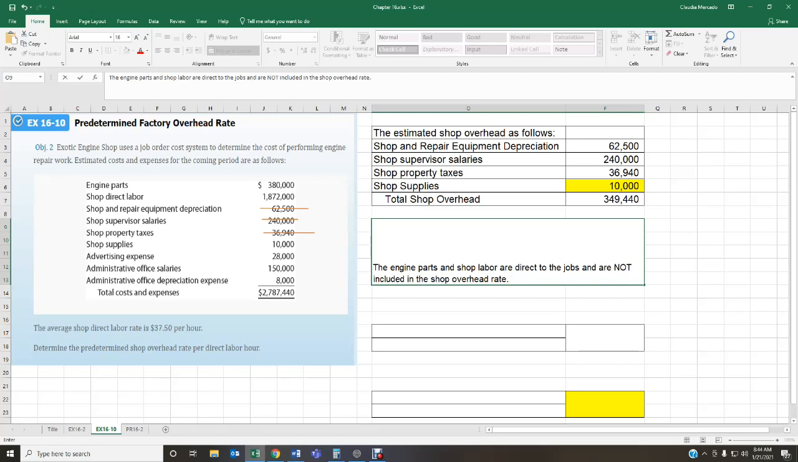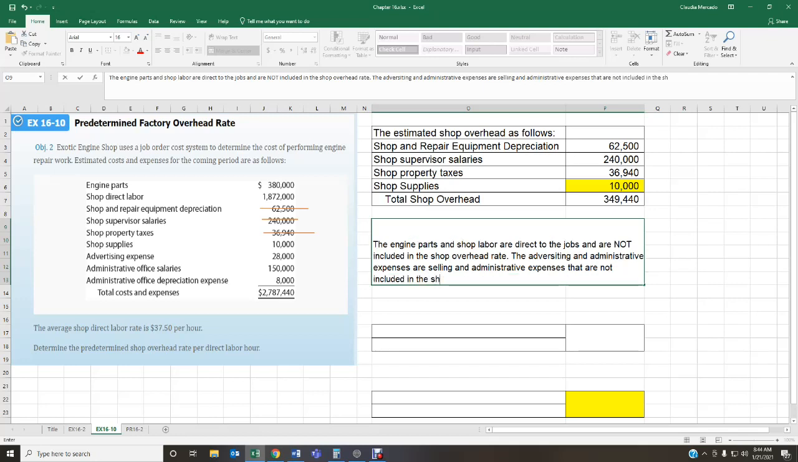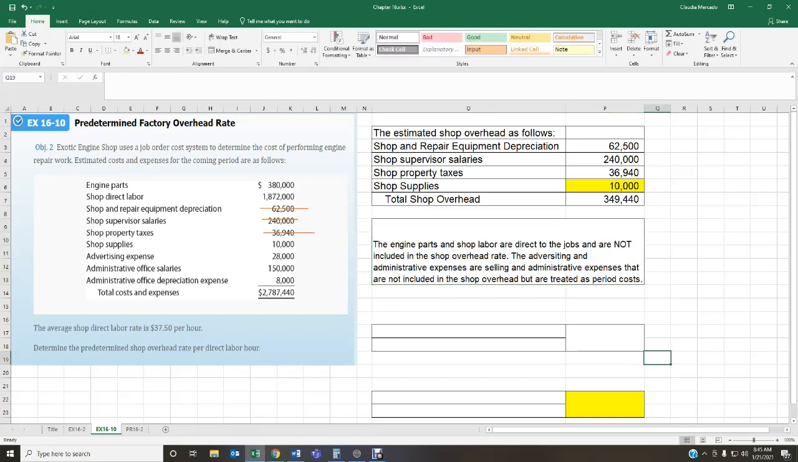The advertising and administrative expenses are selling and administrative expenses that are not included in the shop overhead but are treated as period costs. Okay, so our administrative expenses are treated as period costs. That's just a side note, that way we know why we didn't include those up here.